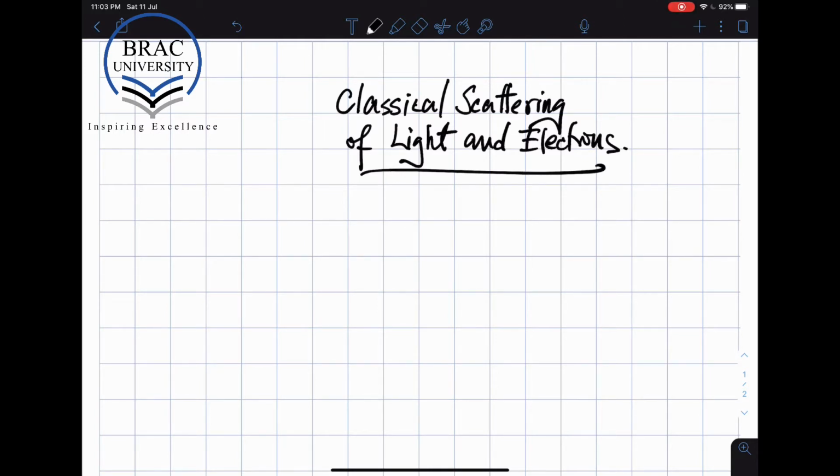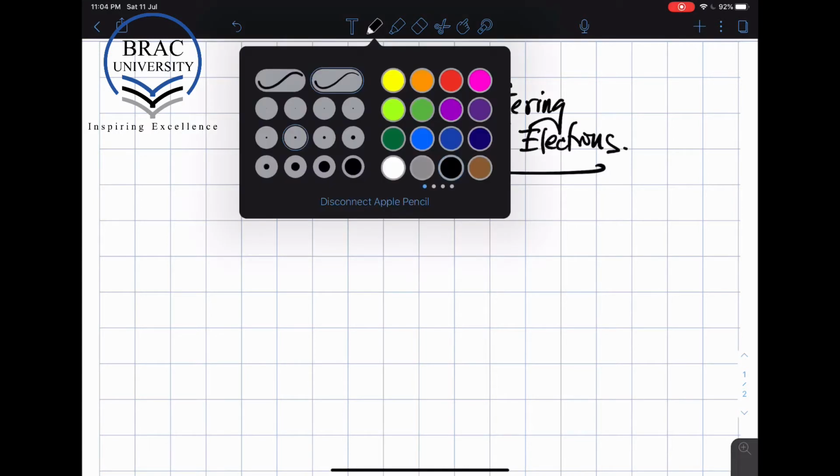Now, since, according to the classical theory of electromagnetism, light is a wave, we would expect that the electron exposed to the electric field of the incident light would start oscillating at the frequency of the incident wave. So let's draw some pictures.